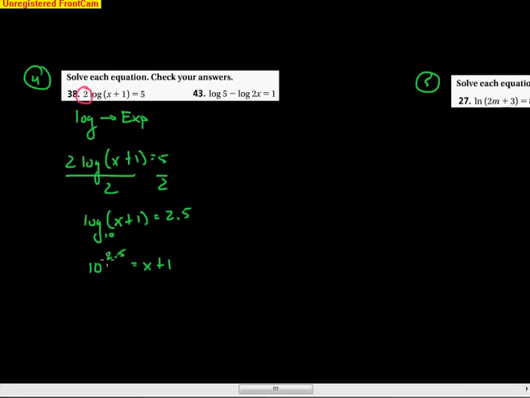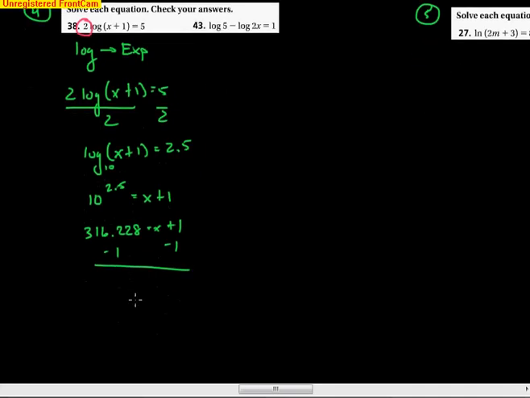I get 316.228. That does not equal x. That equals x plus 1, so let's subtract 1. I'm going to scroll down, actually, because of the other problem. Sorry. So I get 315.228 equals x.